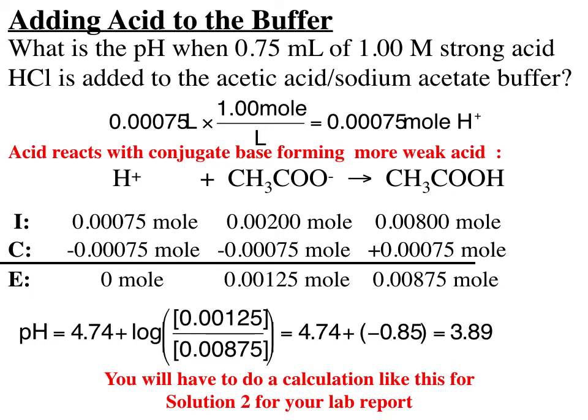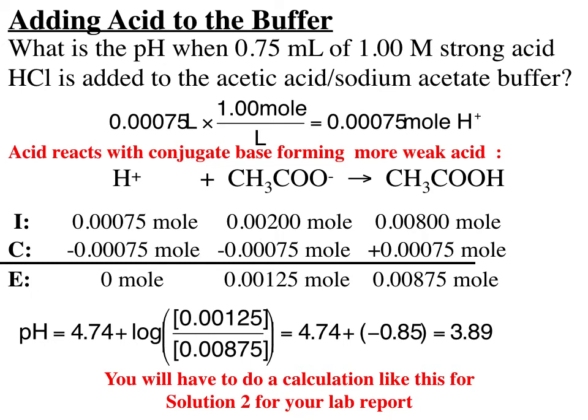When you add base to a buffer, the pH will go up because it becomes more basic. However, if you add base to pure water, the pH will go up by several units of pH. When you add base to a buffer, it goes up by only fractions of a unit of pH. So it can resist the change when you add these quantities into a buffered solution.